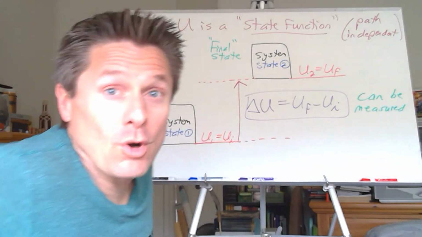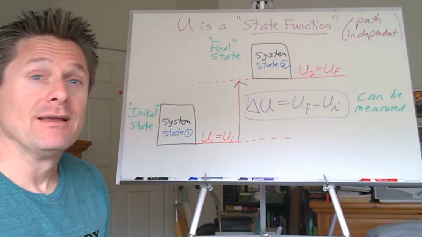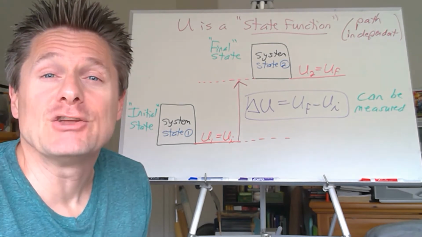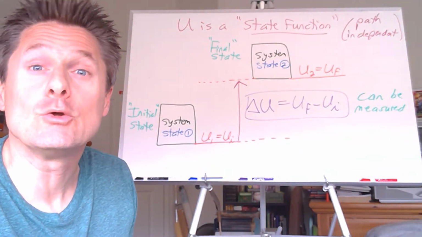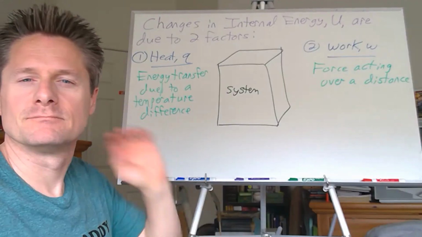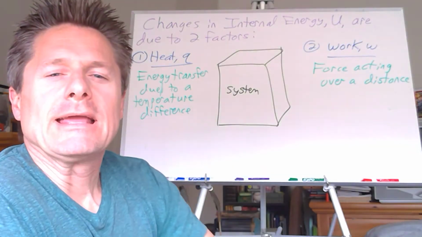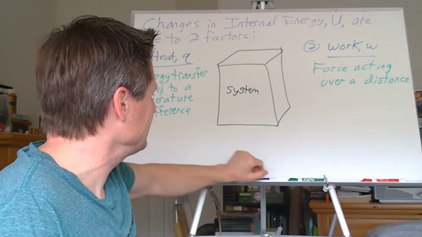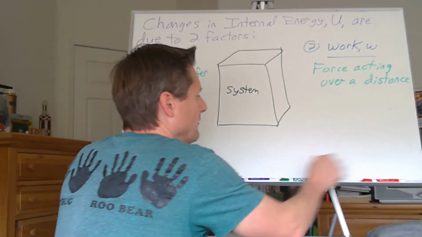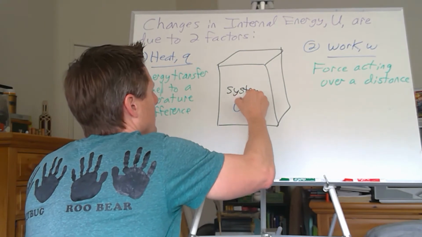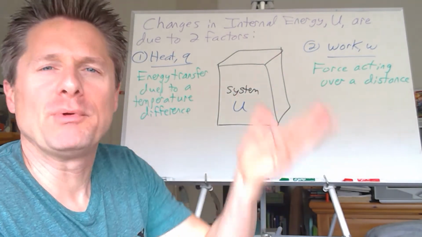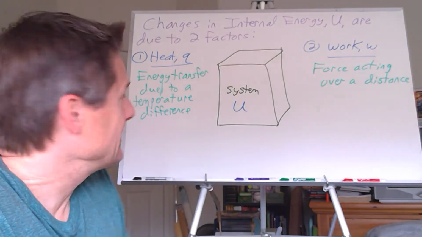It turns out heat and work are not state functions. They are path dependent. Depends how you do it. So let's put another system on the board and look at how we can lose or gain energy from it. All right, gang. So we've got a system with some internal energy, all the potential, all the kinetic energy that's in there.